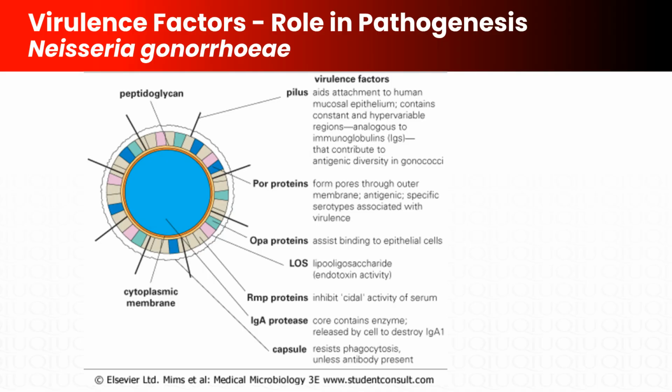Remarkably, gonococcus can undergo antigenic variation of their pili, constantly changing the protein structure. This helps them evade antibody-mediated immunity, because by the time the immune system produces antibodies against one type of pili, the bacteria have already switched to a different variant.